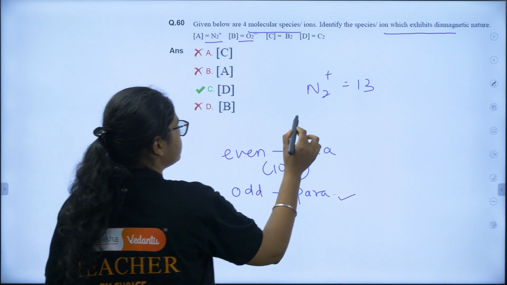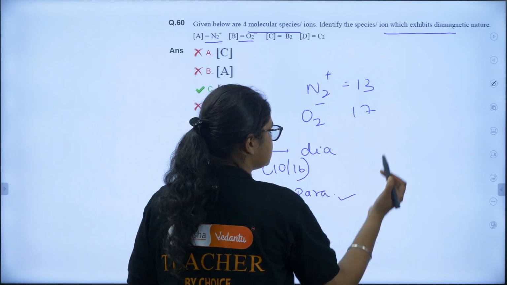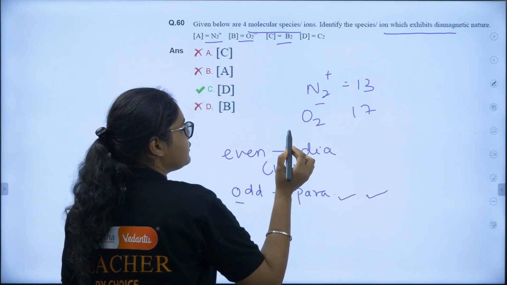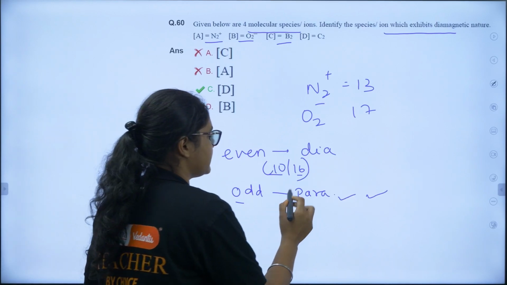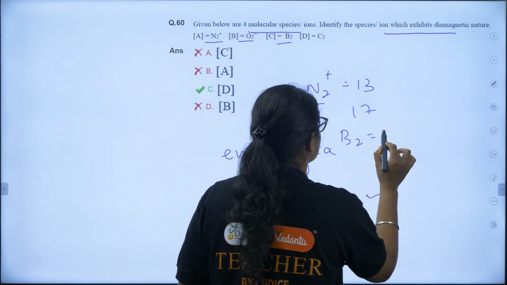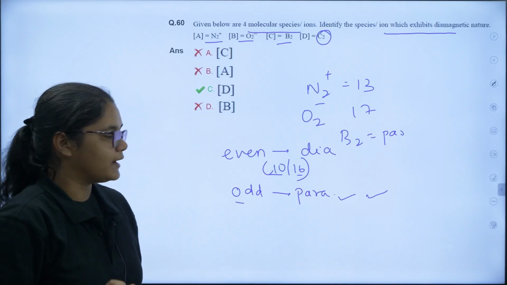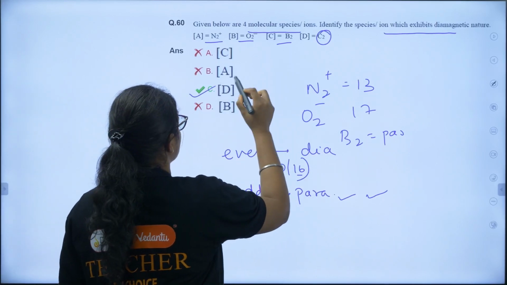Now if you see O2 minus, 8 plus 8, 16 plus 1, 17, this is also odd, so it will also be paramagnetic. Now B2 is 5 plus 5, 10, but we know for 10 and 16 that is exceptional. So B2 is also paramagnetic. Now if you see carbon, 6 plus 6, that is 12, and it is an even number, so it will be diamagnetic. So the correct answer will be D, that is option number C.